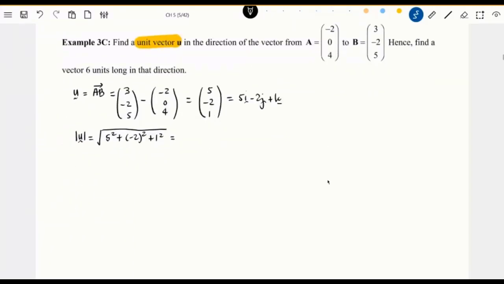Square root 30. Okay, square root 30. Good. Okay, square root 30 done.